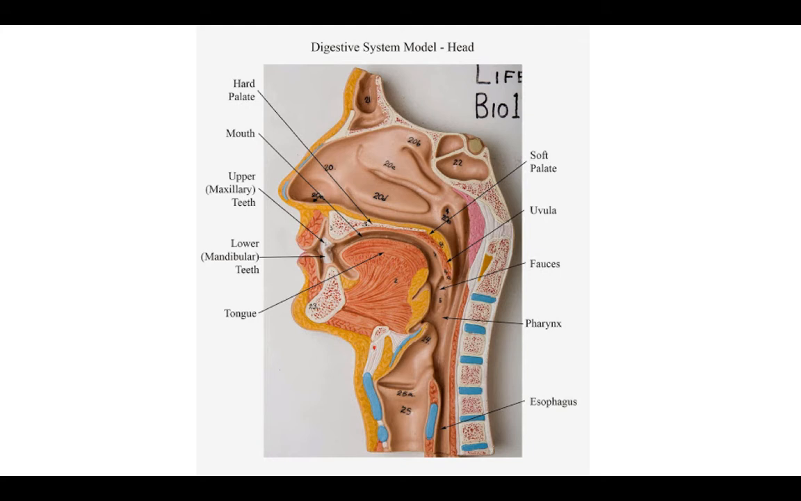And so food is going to move, obviously, into the oral cavity through the mouth. And we'll talk about the teeth as an accessory organ for digestion. And then we'll talk about salivary glands as well. Some of the salivary glands that are important for chemical digestion, which is going to be done through enzymes that will break down foods.